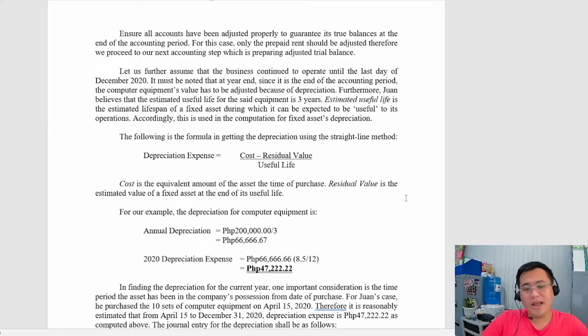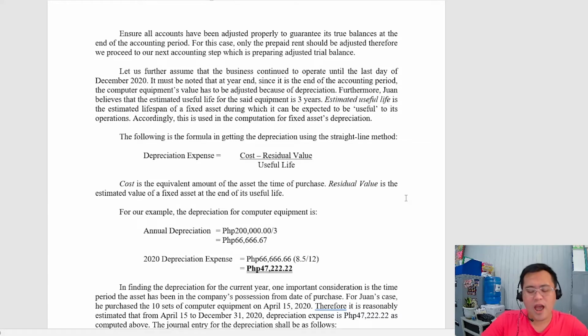Furthermore, assume the estimated useful life for the said equipment is 3 years. So it's actually the discretion of the management or the owner as to the estimation of the useful life of its fixed assets. For Juan Rodriguez, he expected that the useful life for the said equipment, which is the computer, is 3 years. Estimated useful life is the estimated lifespan of a fixed asset during which it can be expected to be useful to its operations.